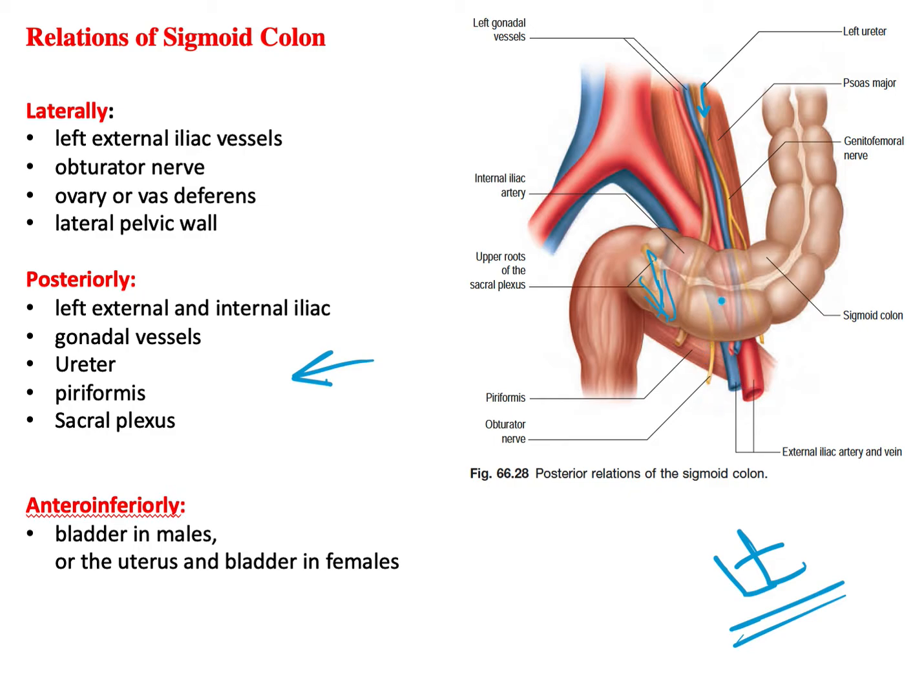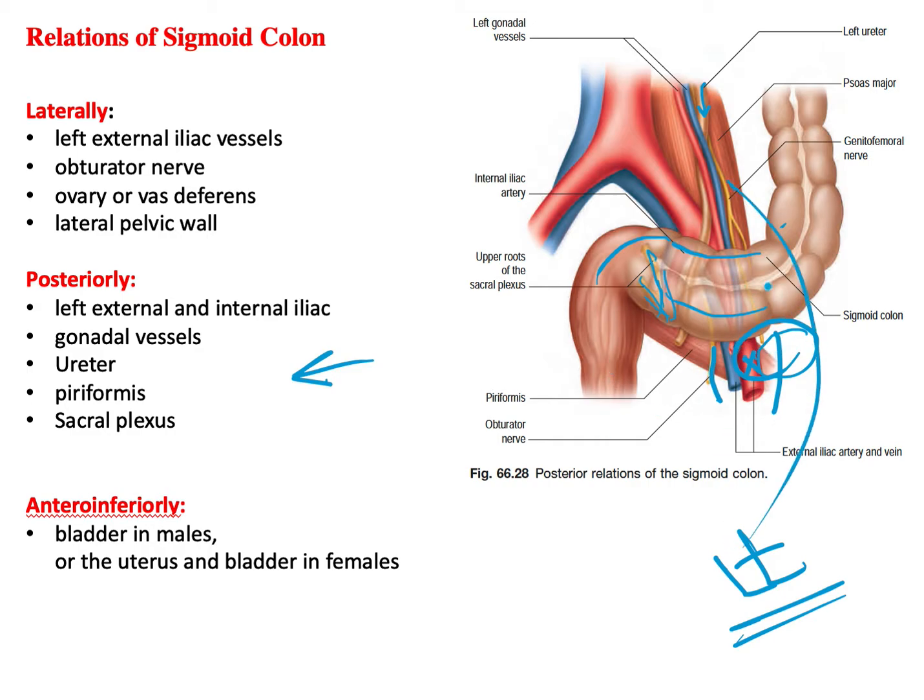Indeed, the obturator nerve, because of course the sigmoid colon has two parts. This is the descending part and the horizontal part. So laterally it's related to the left external iliac artery, the obturator nerve here, and in the female you have the ovary, and in the male you have the vas deferens and the lateral pelvic wall as well, right?